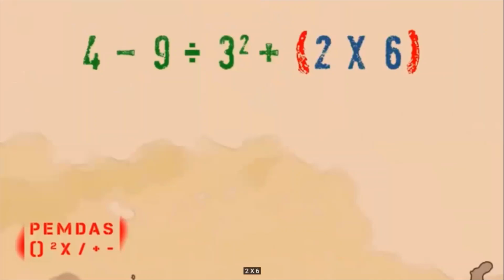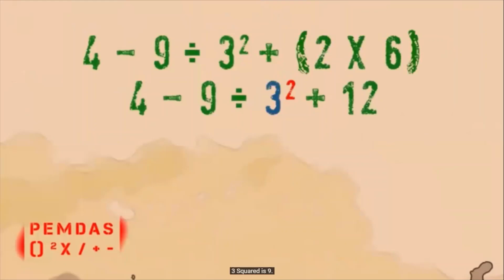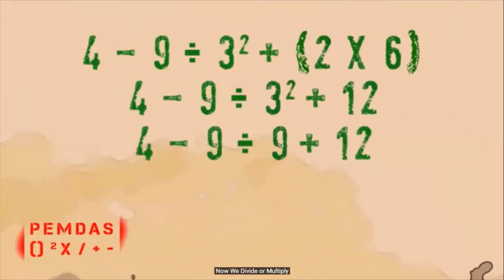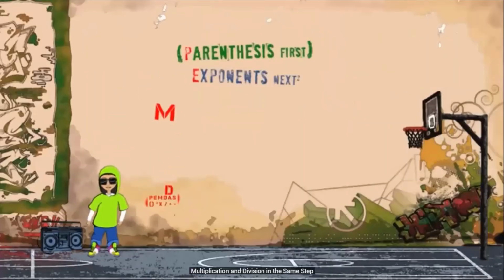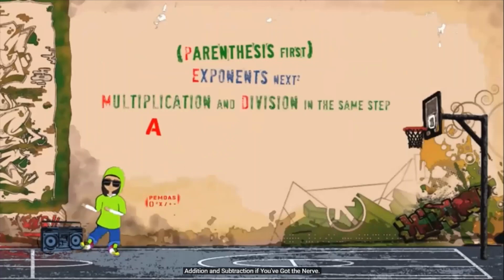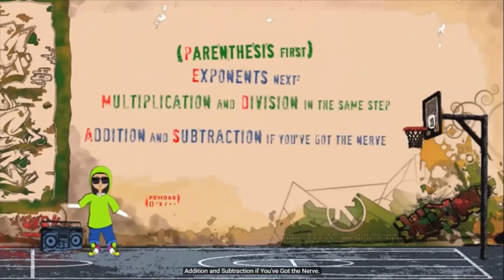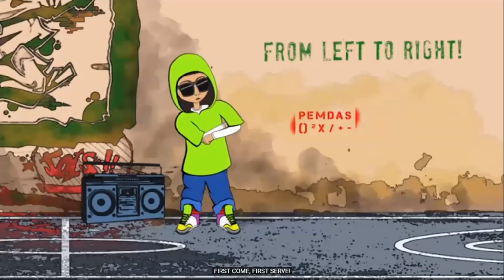Parentheses first, 2 times 6, the product's 12, put it back in the mix. Exponents next, 3 squared is 9, when you know the tricks, it don't take much time. Now we divide or multiply, let's see what we got, take a look at the signs. 9 divided by 9 is 1, the answer's close, man, we're almost done. 4 minus 1 has a difference of 3. When we add the 12, we get 15. Parentheses first, exponents next. Multiplication and division in the same step. Addition and subtraction, if you got the nerve. From left to right, first come, first serve.